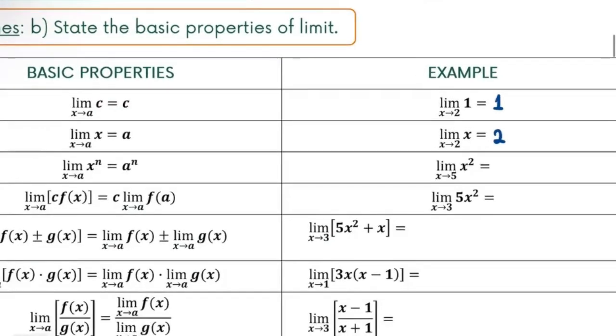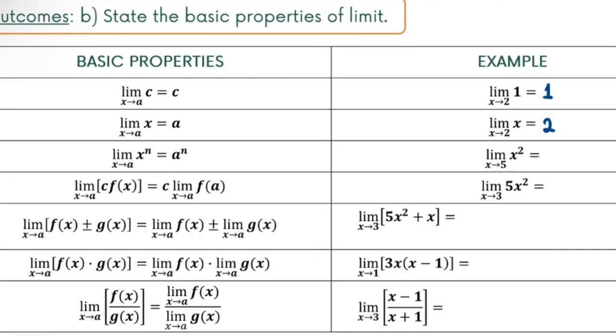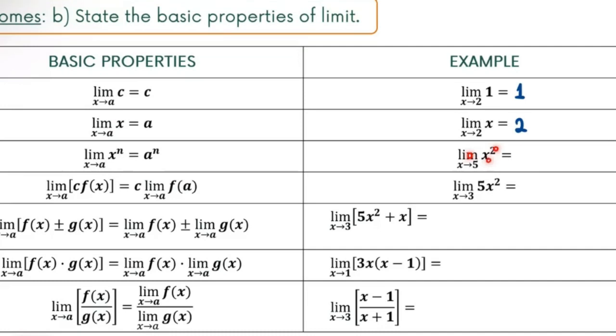Okay, now kita tengok pula properties yang ketiga. So limit of x to the power of n as x approaching a will be, kita gantikan x ini dengan a. So a to the power of n. So maksudnya dekat sini berapakah value dia? Limit of x square when x approaching 5 will be 5 squared. And 5 squared will be equals to 25.